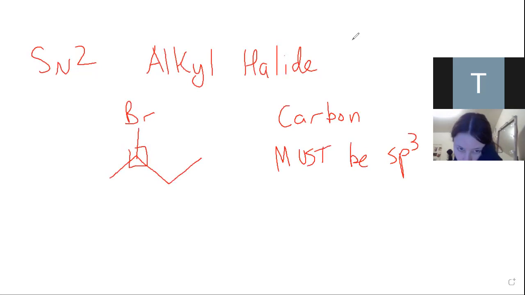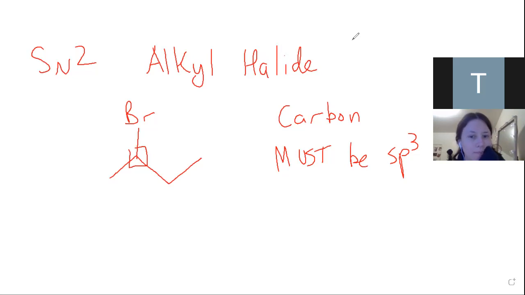So if you see a benzene with the halogen on there, or a double bond with the halogen on there, or a triple bond with the halogen on there, you cannot do SN2, SN1, E2, E1 reactions. It has to be an sp3 carbon. So it just has to be a regular old carbon that's attached to 4 things. No double bonds, no triple bonds, nothing.